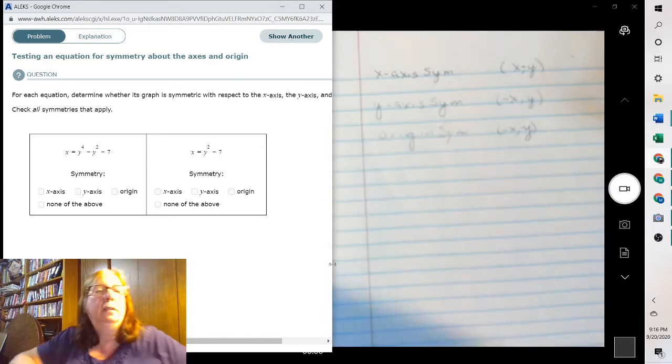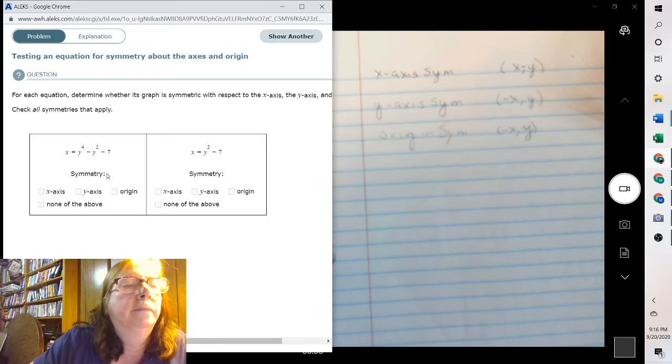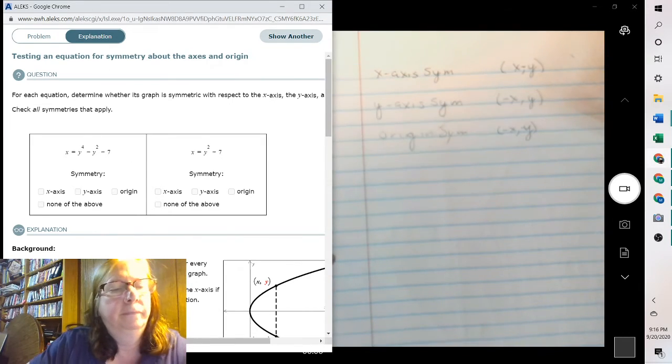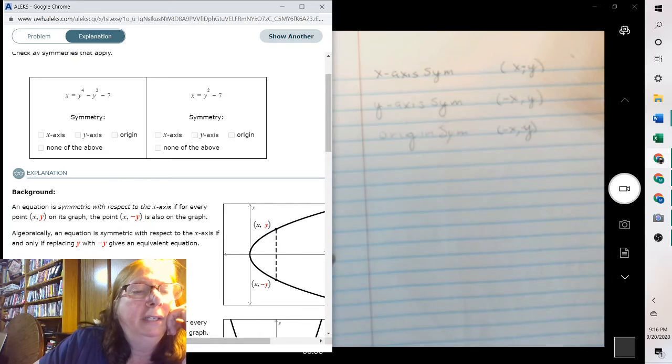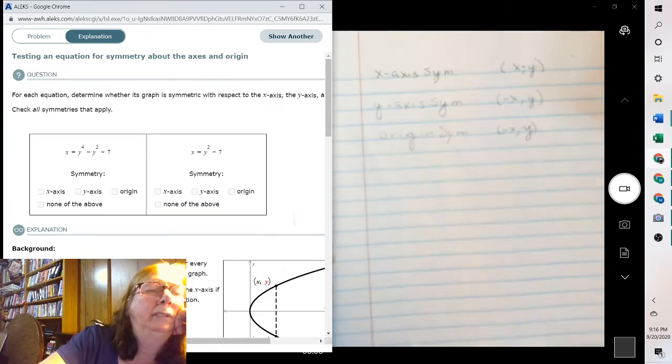So if we look at this problem here, oh, those are powers. They looked weird. For x-axis, you're putting a negative in to see if it'll flip. They're actually showing you the graph, but you don't need the graph to do it.